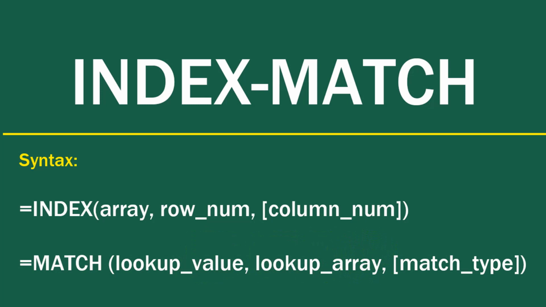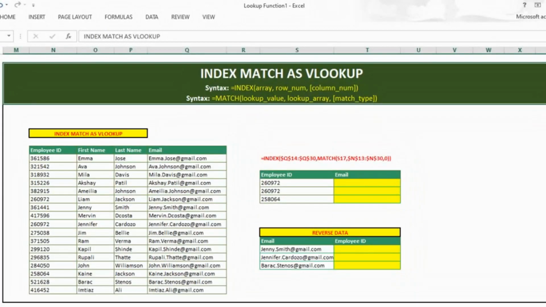INDEX MATCH is not one function. We have to combine these two functions, INDEX and MATCH, to get the result. As we know, in VLOOKUP we cannot retrieve the values from right to left. However, this is the solution to VLOOKUP to retrieve the values from right to left.